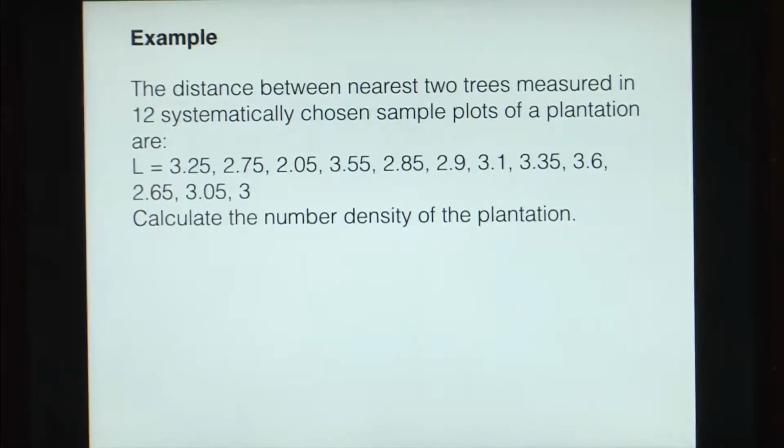So, to continue, let us look at one more example. It states that the distance between the nearest two trees measured in 12 systematically chosen sample plots of a plantation are so and so. So here we have 12 samples, so m is equal to 12, and here we have the nearest two trees. We are given these distances L as 3.25, 2.75 and so on, and we are required to calculate the number density of the plantation. So, what are we given here?